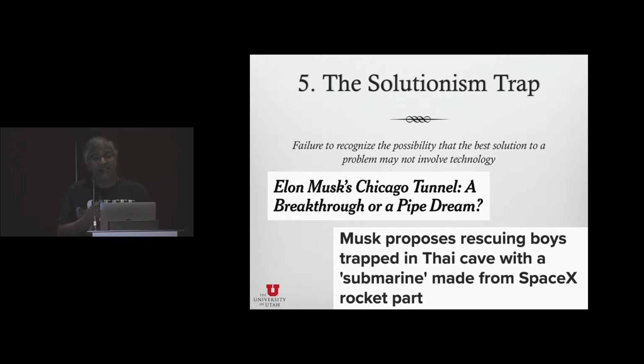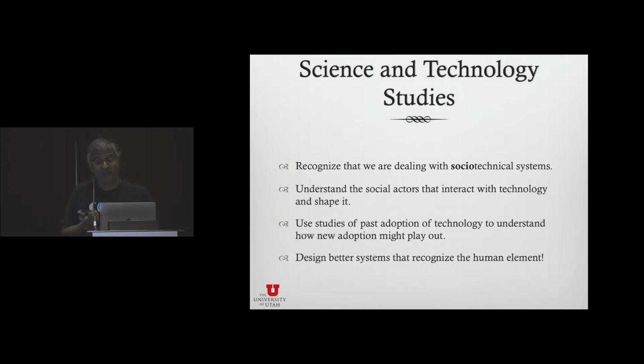So the methodology we chose to adopt to think about this work is to apply principles from the field of science and technology studies to try and understand where these traps come from, how to recognize them, and how possibly to mitigate them if we can. The field of science and technology studies understands that when we deal with technical systems, we're dealing with socio-technical systems, and it tries to understand the way social actors interact with technology and shape it. The hope is that by looking at past studies of past adoption of technology, we can learn something about how new adoptions might play out.